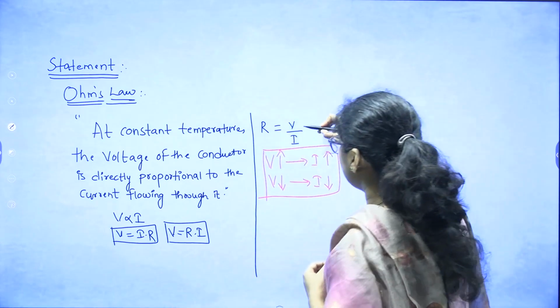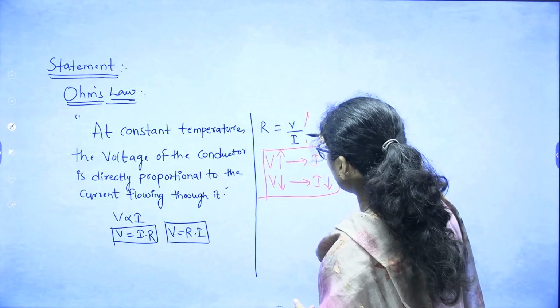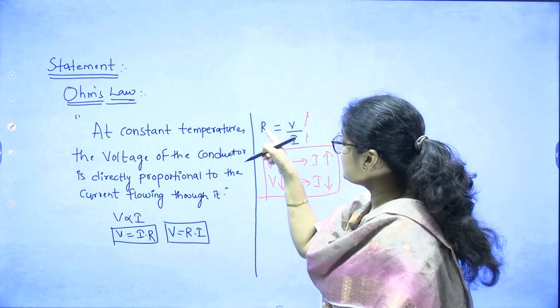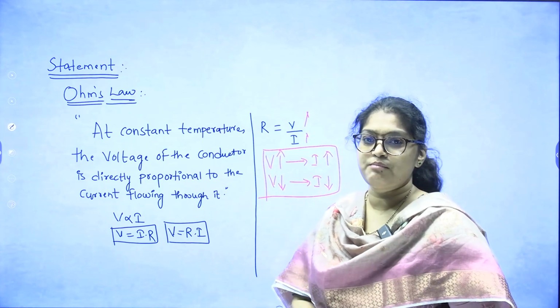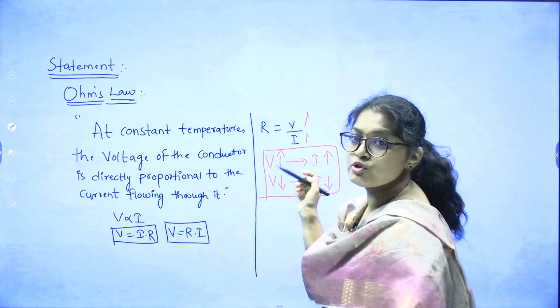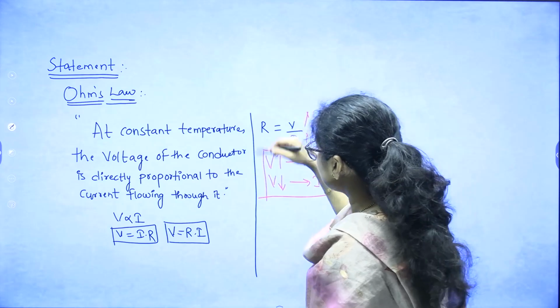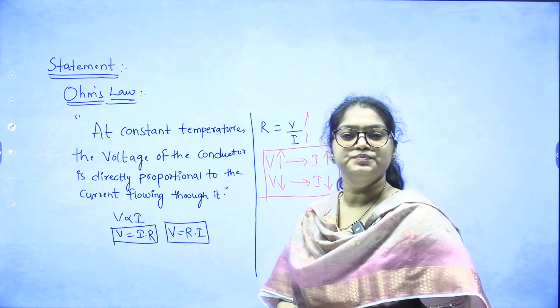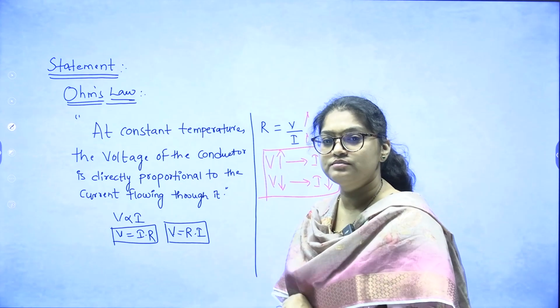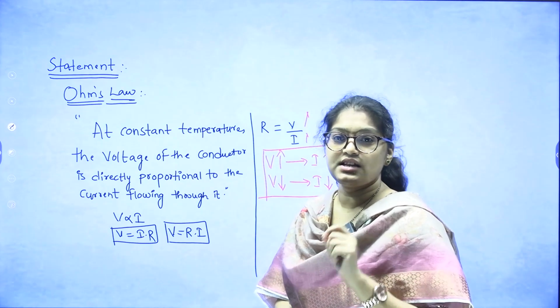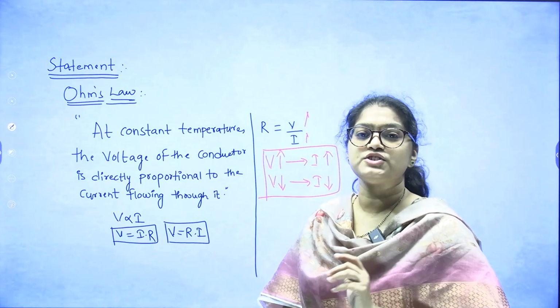If I increase the V here and I also here, what will be the ratio for that? It will be same or different? Definitely it will be same, because V is directly proportional to I. So from this scenario, can we say that resistance depends on the voltage and the current or does not depend? Yes, resistance does not depend upon the voltage and the current.